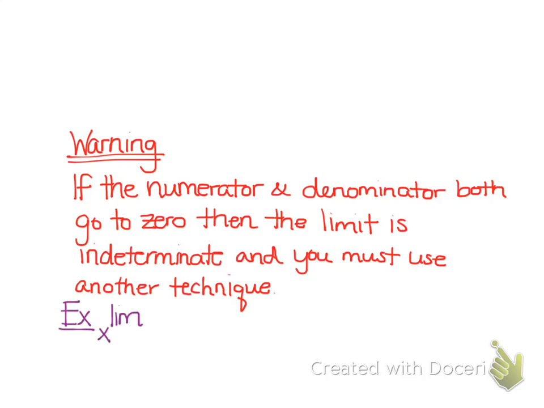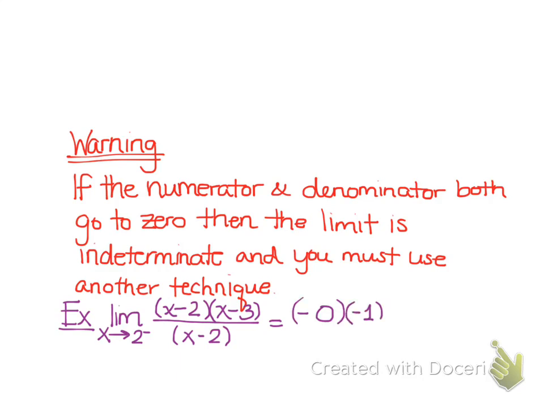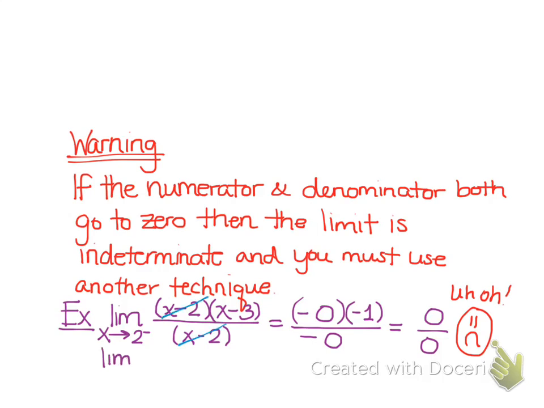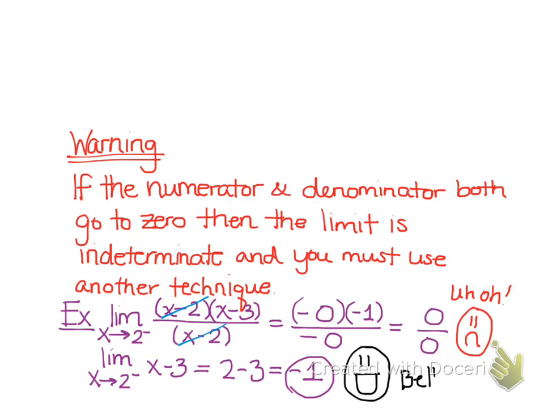For example, let's look at the limit as x goes to 2 from below of x minus 2 times x minus 3 over x minus 2. In this case, we get 0 over 0 when we do direct substitution. This is not good. This is an indeterminate form, so we must use another technique. Luckily, we learned that we can cancel the x minus 2's out of the top and the bottom, and we end up with the limit as x goes to 2 from below of x minus 3, which we can use direct substitution to get negative 1. That's much better.